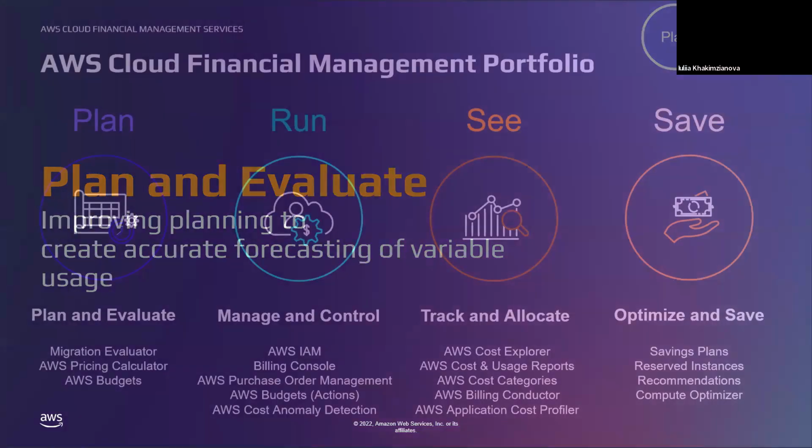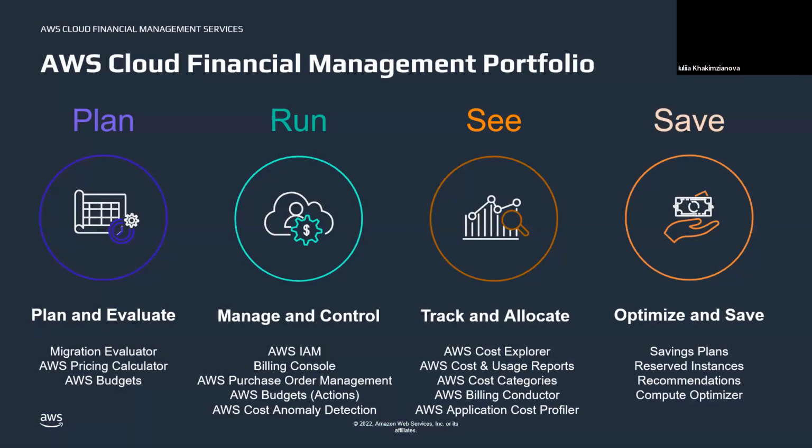First, you need to know that AWS has plenty of solutions to help you plan, run, see, save, and optimize your costs. There is a lot of information that you can leverage from existing AWS materials and resources, even starting from now. Let's talk a little bit about what solutions we have to help you plan the costs. There's a migration evaluator, a pricing calculator, AWS budgets.